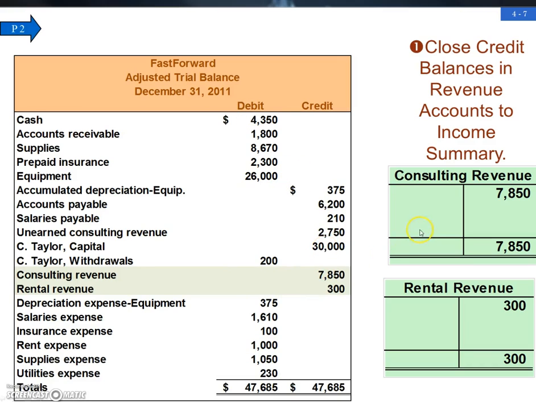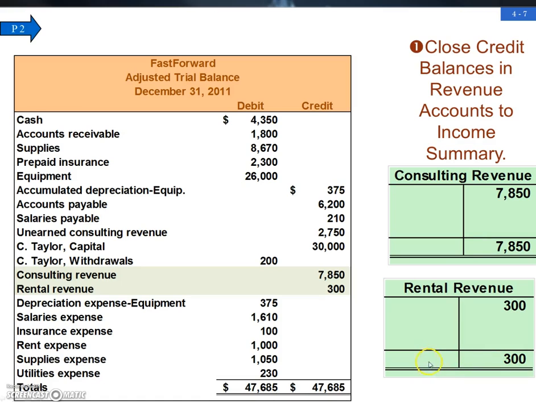Those are permanent accounts. So if I want to close my consulting revenue account, it's got a credit balance of $7,850. How do I make this balance zero? That's how I close it out. That's what I mean by closing it. How do I close this out? A credit balance of $7,850. How do I make it a zero balance? Yeah, I debit it for that exact same amount, $7,850. Likewise, how do I close out the rental revenue account if it's got a $300 credit balance in it? Exactly.